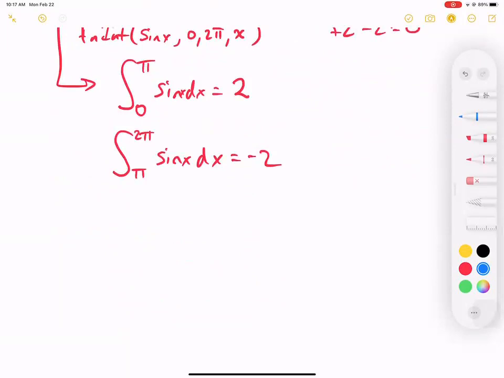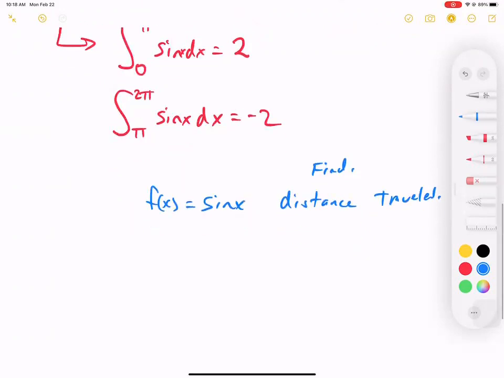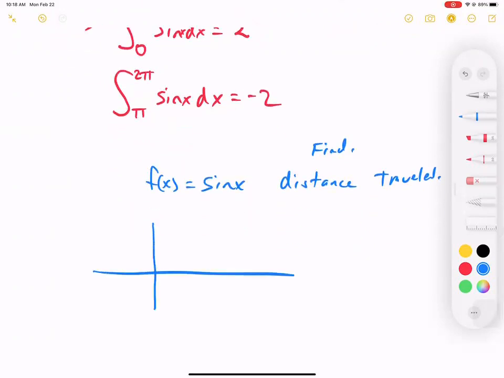What if I say f of x of sine of x is distance traveled? Okay, distance traveled. Well, actually, no, not distance traveled. I want to find distance traveled. So I want you guys to take a look at this. Imagine this was the equation of the location. F of x is a position. At sine of 0, my position is 0.